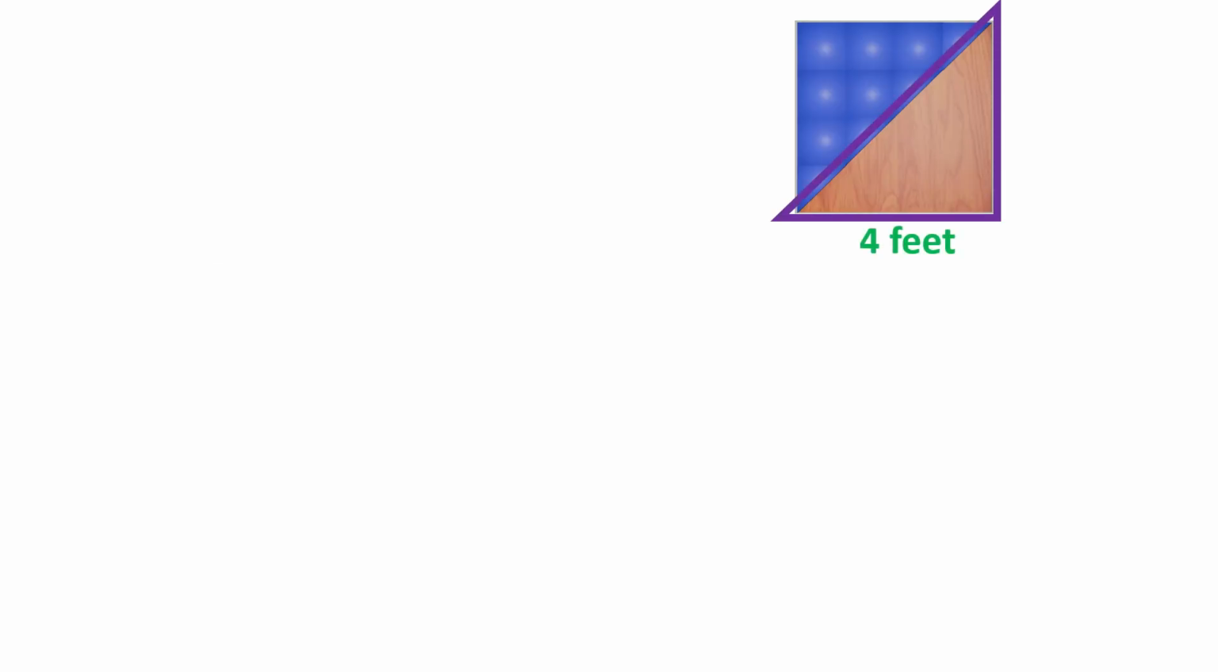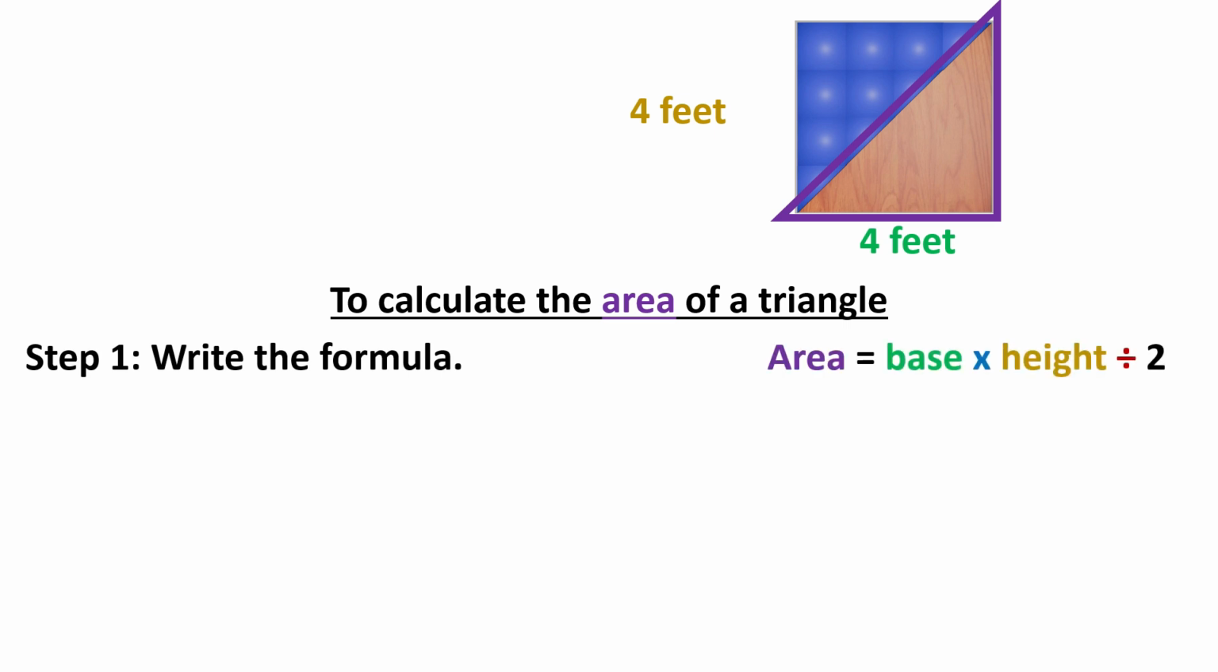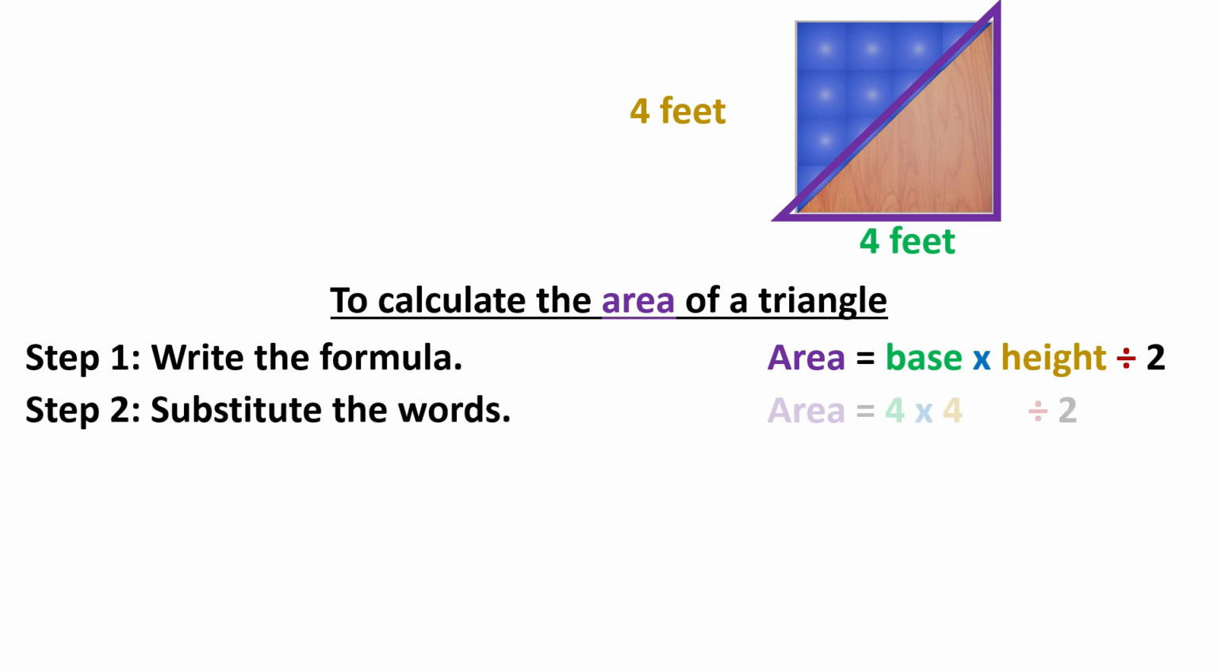We know that its base is 4 feet and its height is also 4 feet. To calculate the area of a triangle, we do 3 steps. Step 1. Write out the formula. Area equals the base times the height divided by 2. Step 2. Substitute the words with numbers. In this case, the base is 4 and the height is 4. Step 3. Calculate.